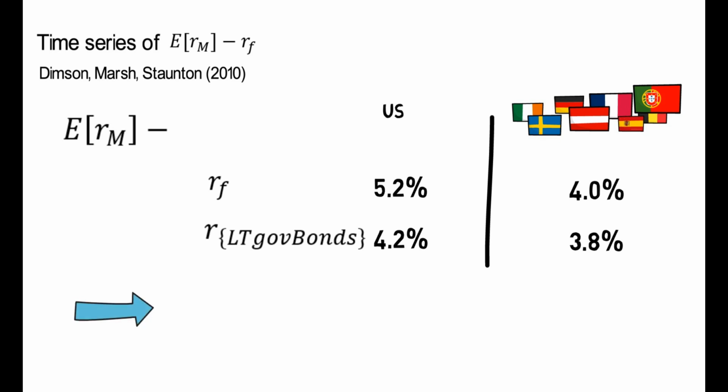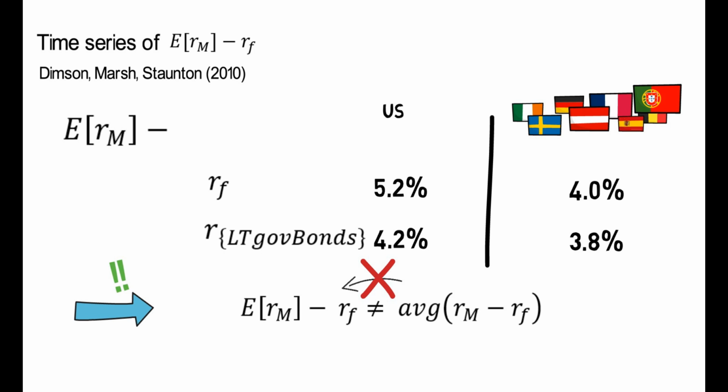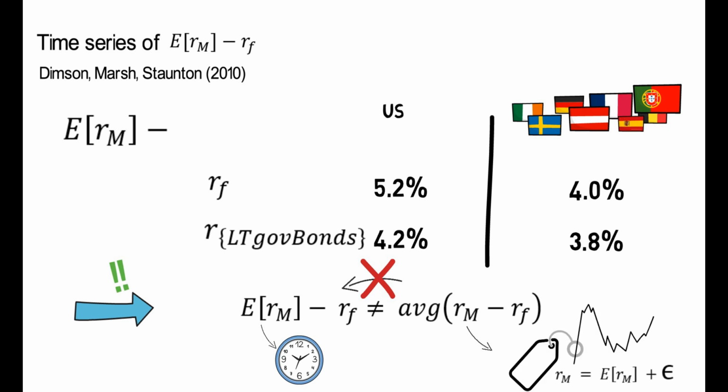Now notice, the expected risk premium differs from the average realized excess return. Studies show that the latter is a very poor predictor of the former. This happens because, on the one hand, expected returns are time varying, and on the other hand, realized excess returns are strongly affected by unexpected price movements.